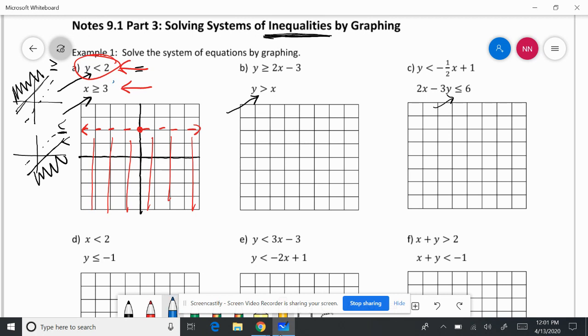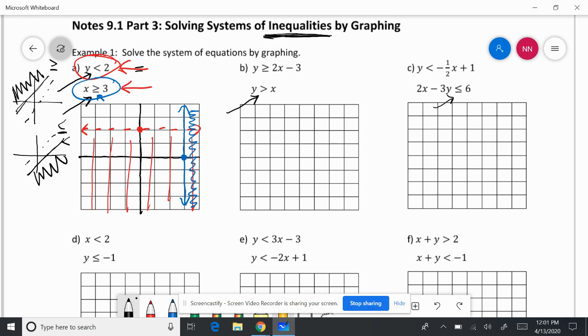Now I'm going to look at my second one. This is x is greater than or equal to 3. So I'm going to go to 3. Since it's x, it's a vertical line. This is a solid vertical line. Once again, the reason that it's solid is because of the equal sign right there. Since it's greater than 3, we're going to go to the right.